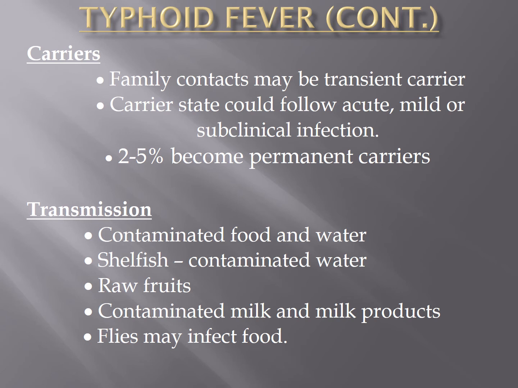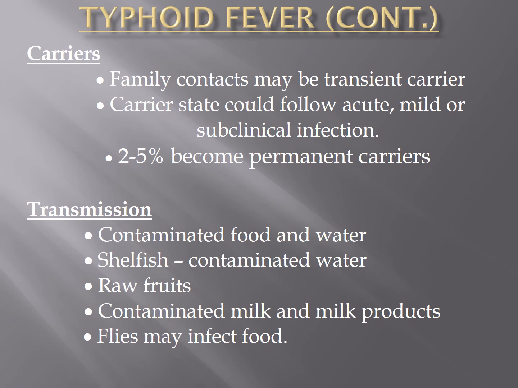Like the family contacts, the family members of a patient who has got the infection may become a carrier. 2 to 5% of patients who develop the disease, who develop the infection, become permanent carriers. They are not permanently cured from the infection.